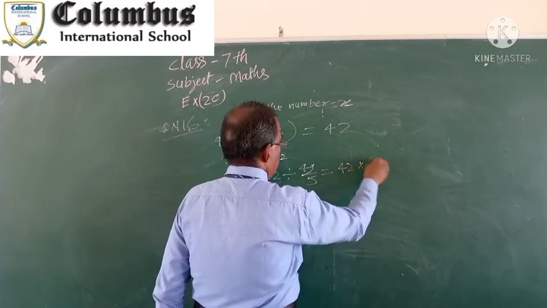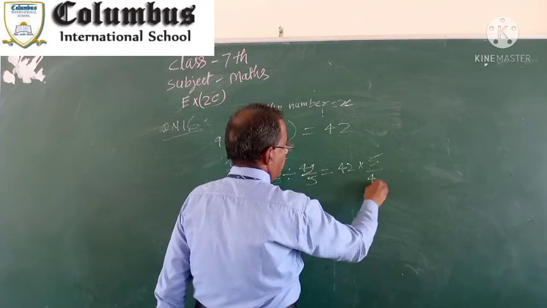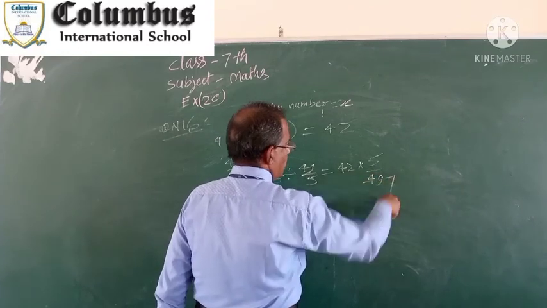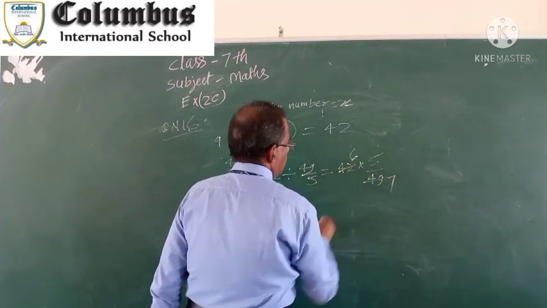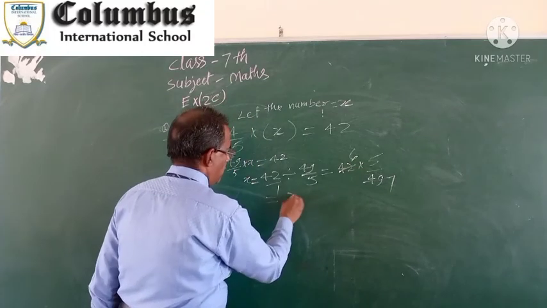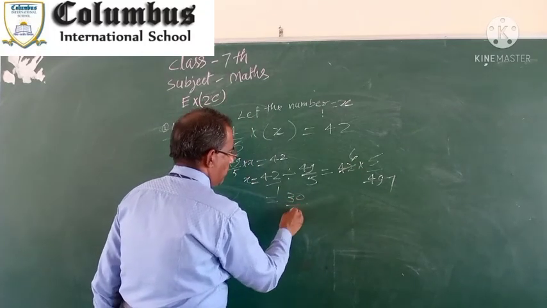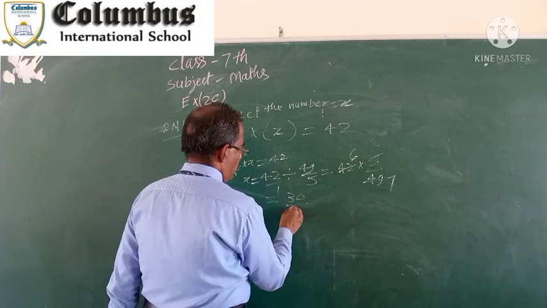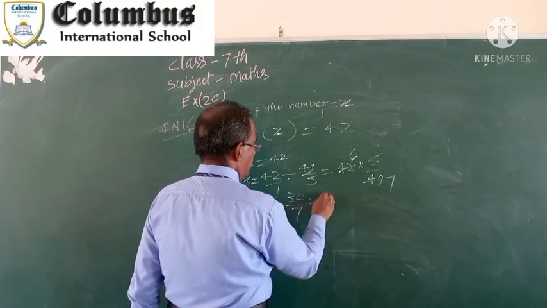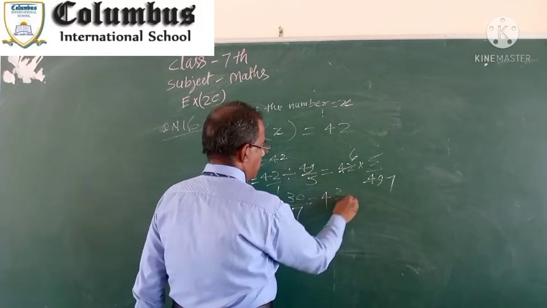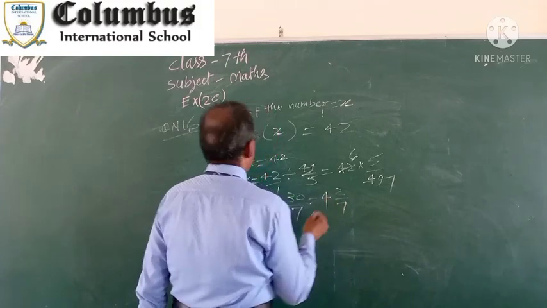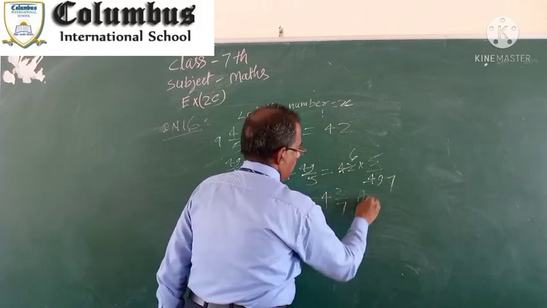42 into 5 upon 49. 7 sevens are 49, 7 sixes are 42, 6 fives are 30 upon 7. 7 fours are 28, so 4 and 2/7. It is the required number, so it is our answer.